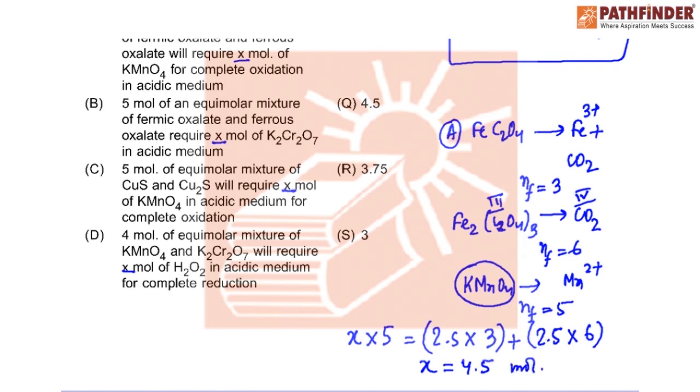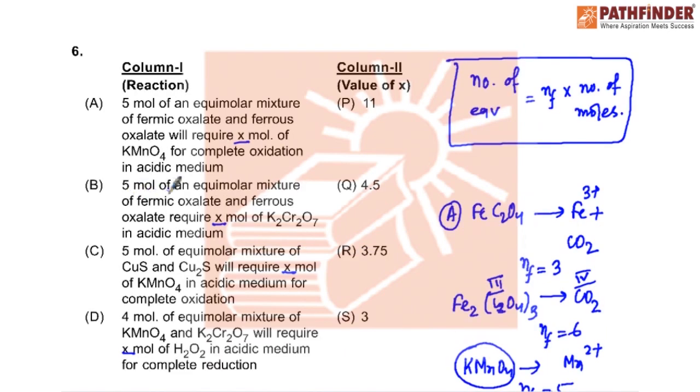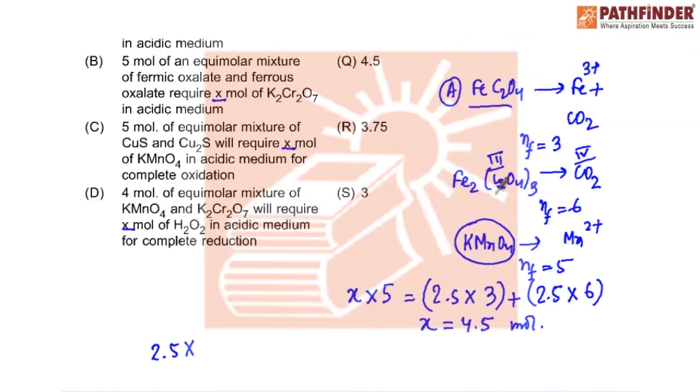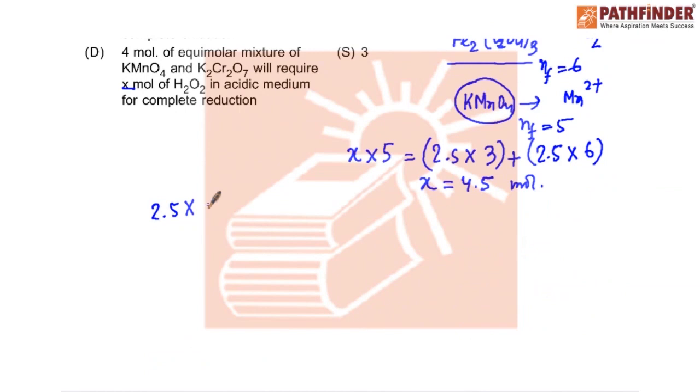Moving to the next one, they are asking: 5 mole of equimolar mixture of ferric oxalate and ferrous oxalate requires X mole of potassium dichromate. So similarly, 5 mole each means 2.5 into the N factor for ferrous oxalate, 3, plus 2.5 into the N factor of ferric oxalate, 6. So 2.5 into 3 plus 2.5 into 6 should be equal to X into the N factor of potassium dichromate, that we have already seen, that is 6.